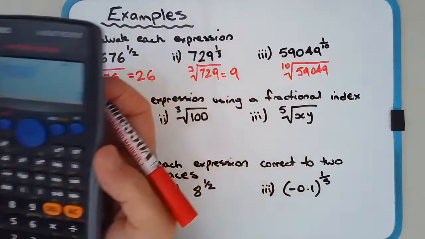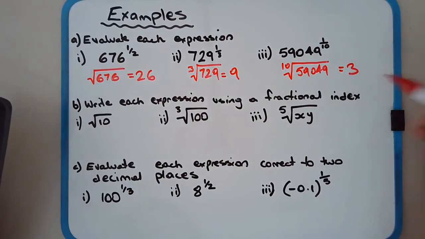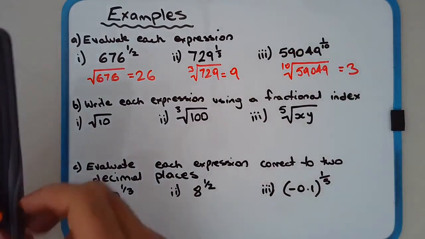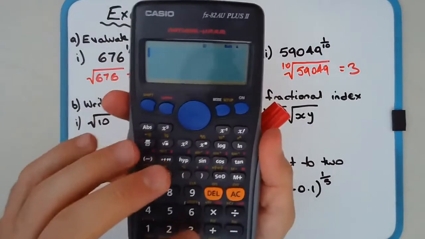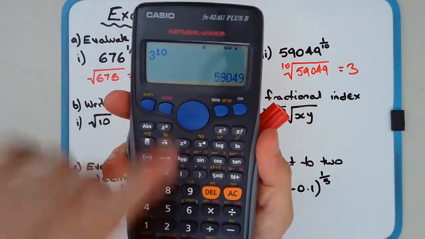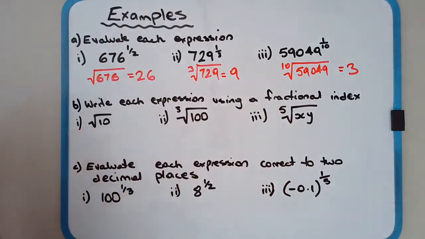Press equals, and we get 3. Okay, so that means that 3 times 3 times 3 times 3, 3 to the power of 10 in other words, gives you 59,049. That's a way to check, make sure you got the right answer. 3 to the power of 10, and we get 59,049. All right, it's always a good idea to check your answers as you go along too.